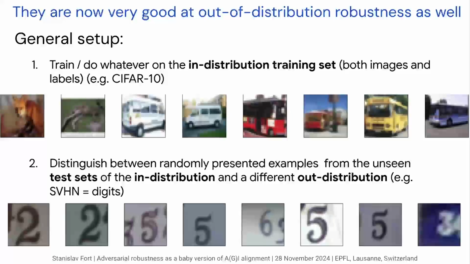The TLDR of the story is that there is a really interesting setup in which you've got one distribution, one set of images and labels called the in-distribution. That's the thing the model trains on. You can do whatever you want with the training set of the data set. So here it could be CIFAR-10.